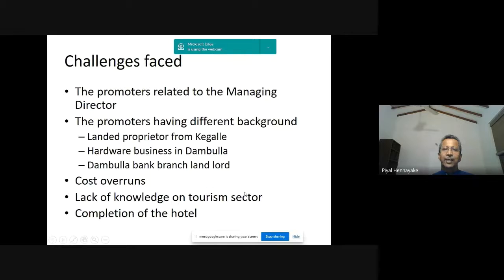The promoters were related to our managing director, Mr. Vijay Thirikar. That's why the loan also had been granted. Some officers had said they don't have any experience because they were in the hardware business, but then it was overruled and the loan granted. So the promoters had a different background, a landed proprietor from K-Gold, hardware business in Dambulla, and our HNB Dambulla branch also, they were the landlord. Lack of knowledge on the tourism sector, and completion of the hotel was the challenge faced by us.